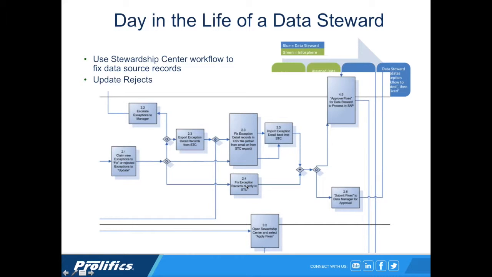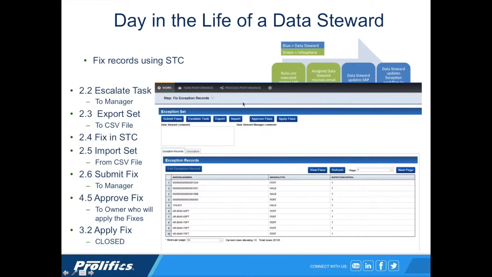Or I can fix the exception records one by one. I showed that too. In any case, once I go through that process, I have the option of either approving the fixes down to have an owner take care of it, or submitting the fixes up to a manager to resolve any conflicts or deal with appropriately. So here are the different things that I can do. Escalate the task: I don't know what to do with it. Manager, take care of it.